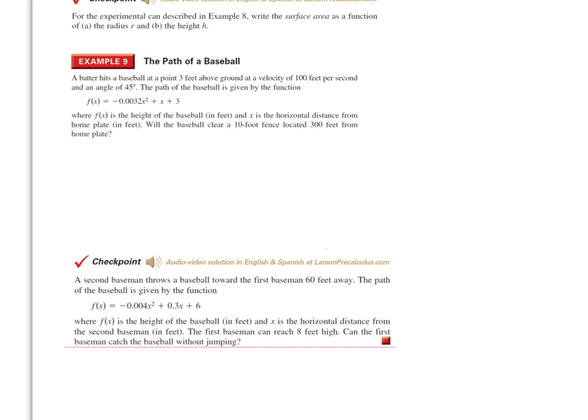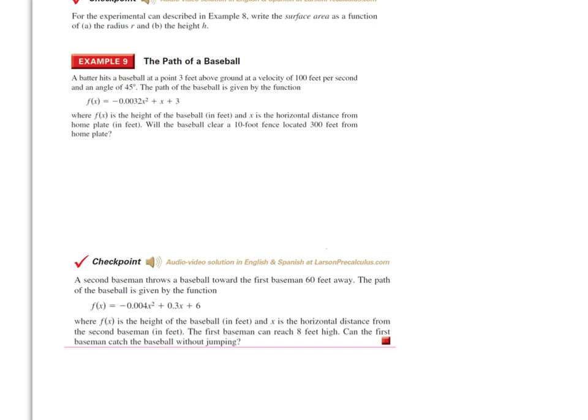The batter hits a baseball at a point 3 feet above ground at a velocity of 100 feet per second and an angle of 45 degrees. The path of the baseball is given by this function. It actually gives us a function, which kind of sucks. Where f of x is the height of the baseball in feet, and x is the horizontal distance from the home plate in feet. Will the baseball clear a 10-foot fence located 300 feet from the home plate?